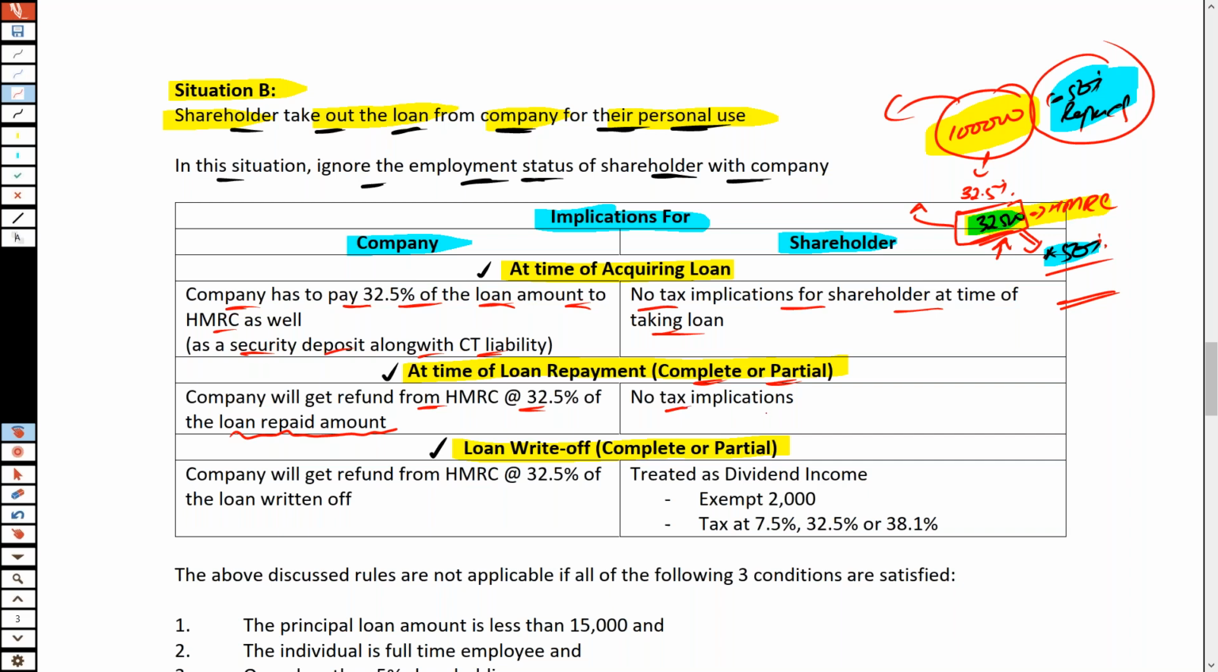At time of repayment, no tax implication for shareholder. Number three, loan write-off. If the loan is completely or partially written off, then the company will get a refund. The closed company will get a refund from HMRC at 32.5% of the loan written off amount.